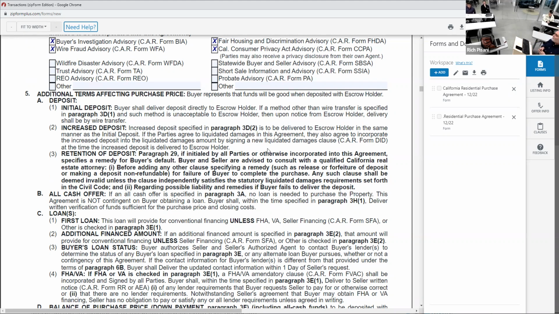This is important to go over with your buyer: if the parties otherwise incorporate into the contract a clause specifying a remedy for buyer's default, buyer and seller are advised to consult with a qualified California real estate attorney before adding any clause specifying a remedy such as release or forfeiture of deposit, or making a deposit non-refundable. A lot of people, when it was a really hot market, were saying upon acceptance, buyer's deposit is non-refundable.